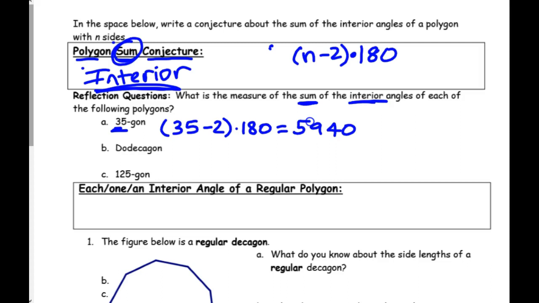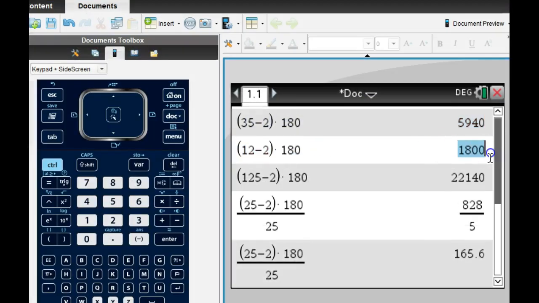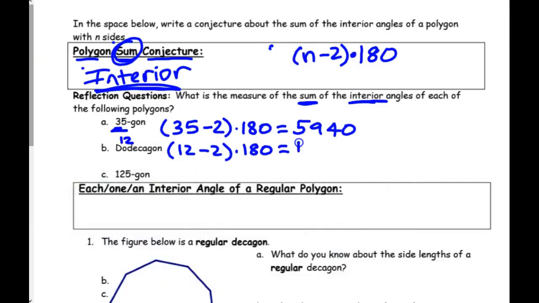Number 2, dodecagon. How many sides is a dodecagon? What do you think, is it 11 or 12? Wrong. 11 is un, like uno, more than 10. Dodecagon is like dos, more than 10. All right, so dodecagon is 12. So I'm going to plug in 12 minus 2 times 180. Let's write that in. And again, type it in, you get 1800, the year I was born. I know, that's got good genes.